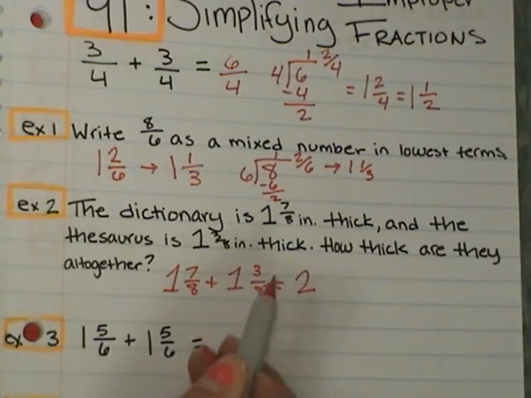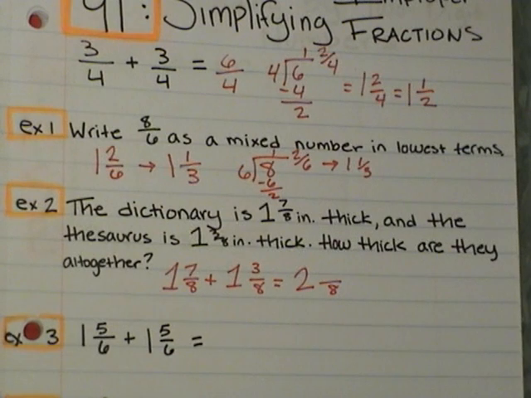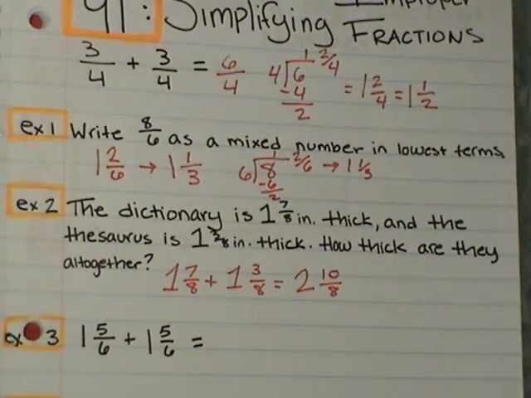Remember, when I'm adding, I'm not changing my denominator. My denominator stays the same. I'm not changing how many pieces they're out of. I'm just changing the amount of pieces that I have. So if I add 7 plus 3, that's 10. But if you notice, this can't be my answer.